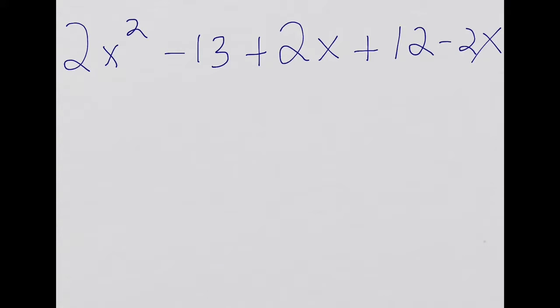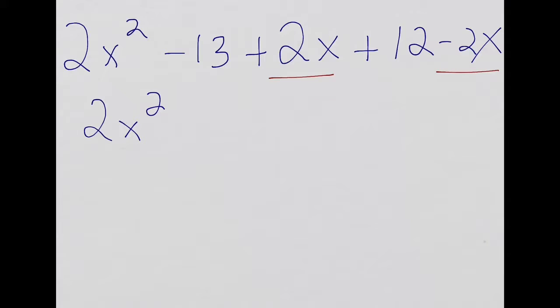Here's the next problem. 2x squared minus 13 plus 2x plus 12 minus 2x. There are three different terms here: the x squared terms, the number terms, and the x terms. We usually combine these starting with the largest exponent, which here, that's the 2. This is the only x squared term, so there's nothing for it to be combined with. And then we move on to the x terms.